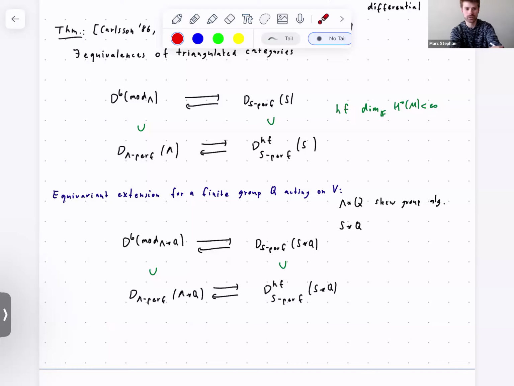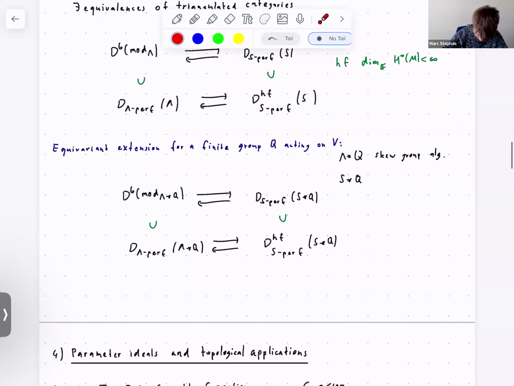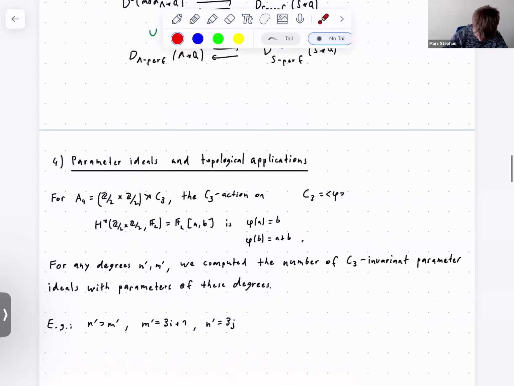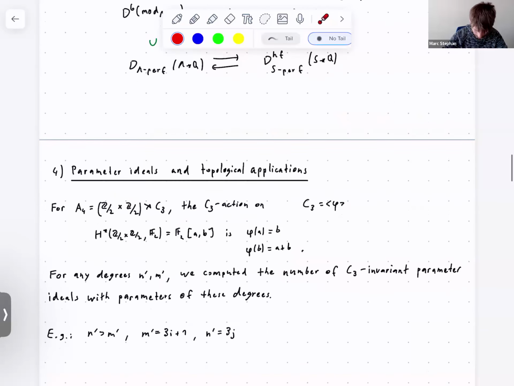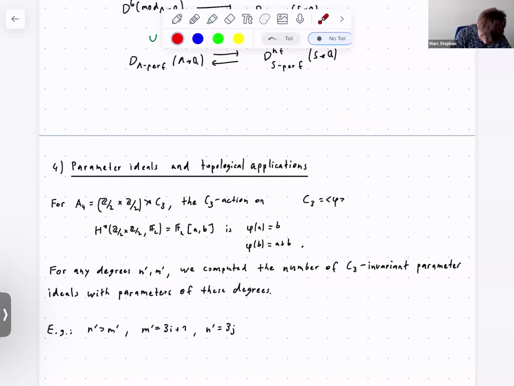Then I'll continue with the parameter ideals. So now in our case of interest, where we look at the alternating group A4, we think of it as a semi-direct product of C3.